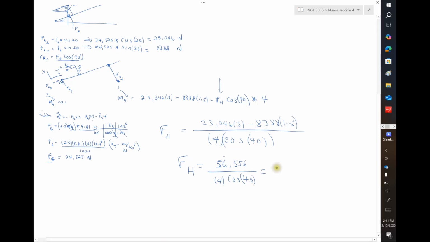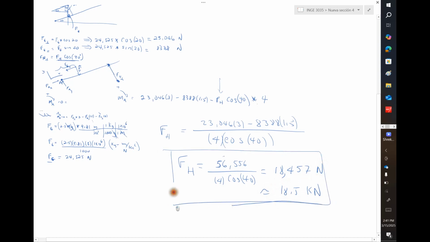about 18,457 newtons, or about 18.5 kilonewtons. So that's the answer. So this is the result for the hydraulic force.